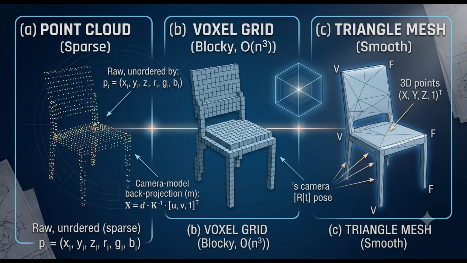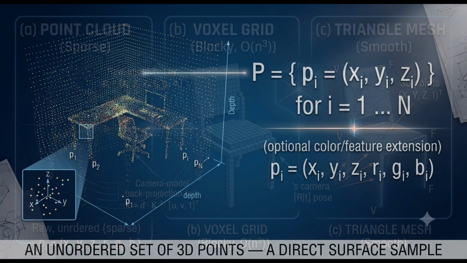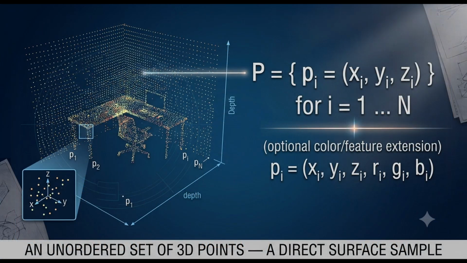The simplest is the point cloud. A depth camera or LiDAR fires out rays, measures how far each one travels before hitting something, and hands you back a big bag of 3D points, just coordinates, sometimes with a color attached. That's it. A point cloud is nothing more than an unordered set of positions in space.